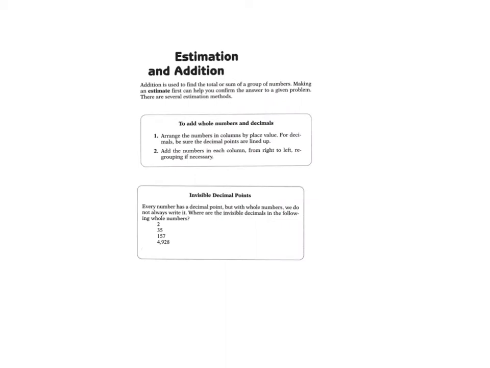For our next section, we have estimation and addition. Here we're going to focus on adding and subtracting. Sometimes it's easier to estimate first before we add or subtract really big numbers. But when we are adding and subtracting numbers, we need to make sure the numbers are lined up by their place value. So an easy way to add big numbers would be to arrange the numbers in columns by the place value.